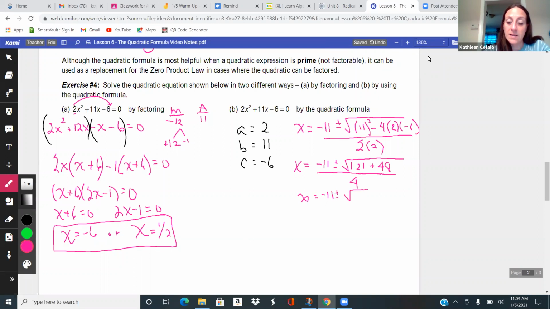So now I have a positive 121 and a positive 48, and that's going to get us, when we add this up, a positive 169. And now that's nice because that's a perfect square. So that simplifies down. I don't have to do any splitting of it. That is already 13. When you take the square root of 169, you get 13.